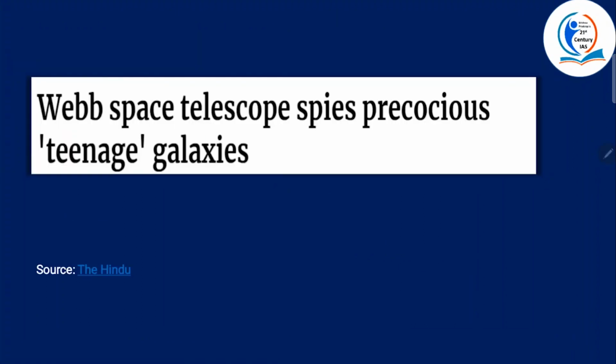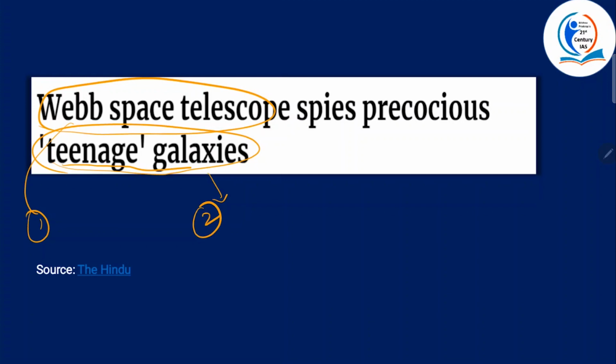Webb Space Telescope spies precocious teenage galaxies. Now, for prelims, there are two important things. One is Webb Space Telescope, and the second one is teenage galaxies. Now, what are these teenage galaxies? They are also known as proto-galaxies, and they resemble human teenagers in certain aspects, that is, displaying growth spurts along with a bit of immaturity.